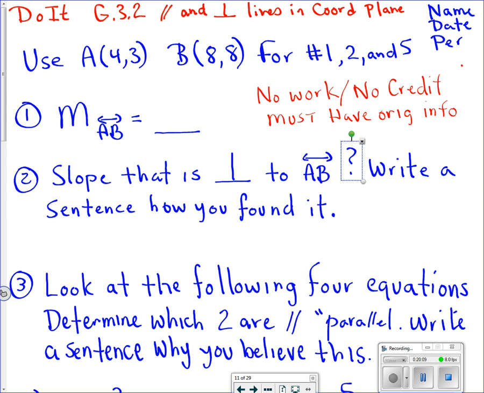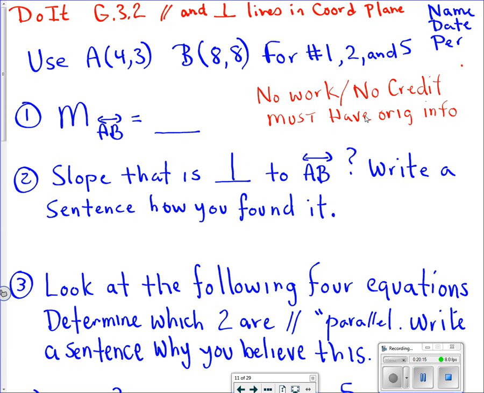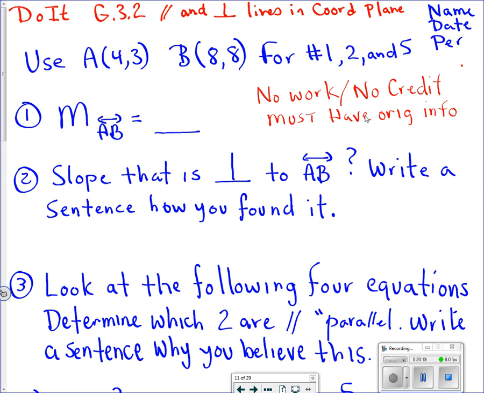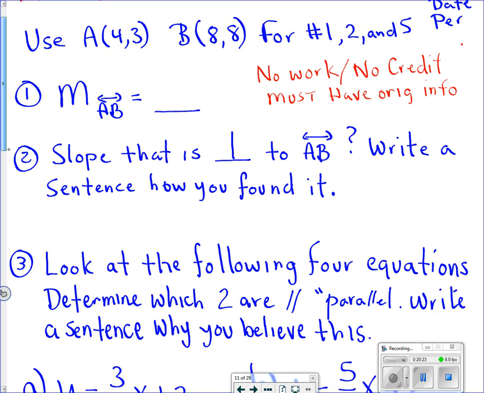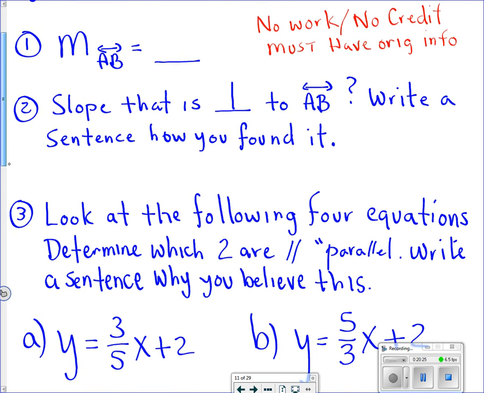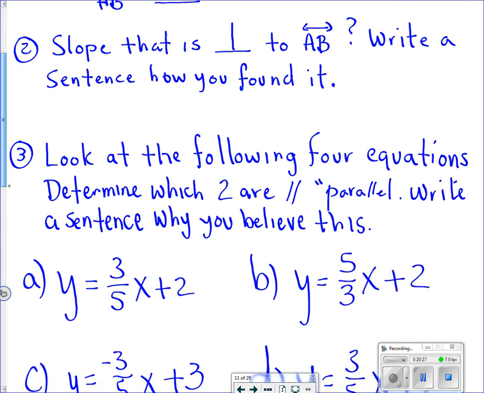You must have the original information, okay? That means all this blue is on your paper. All right, for the first couple of problems, 1 and 2, and then problem number 5 at the end, we're using these points A and B. Find the slope of A and B, and then find the slope that's perpendicular to A and B. Make sure you write a sentence for number 2 of why you believe that's the slope.